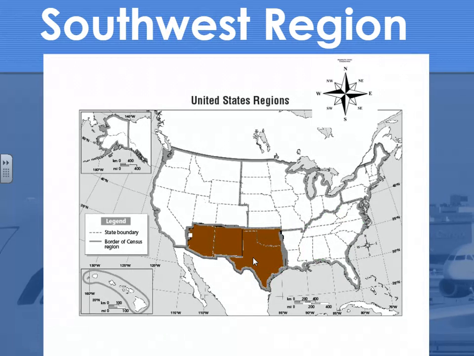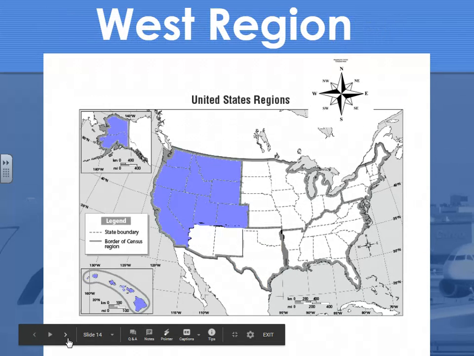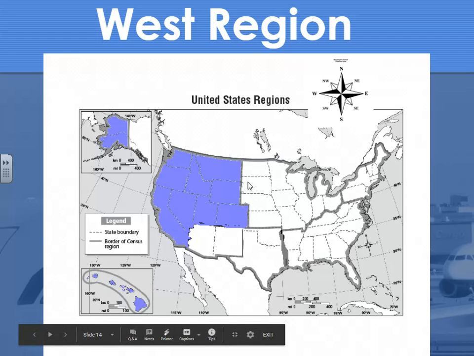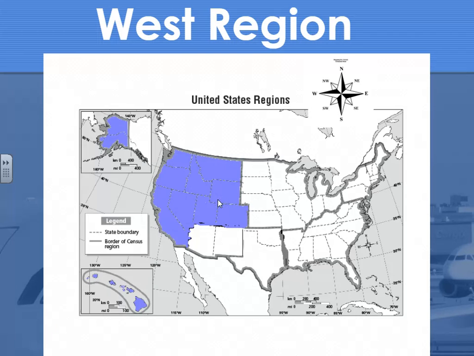This is our smallest in terms of the number of states. The Southwest region only has 4 states that are part of this region. So these 4 states are grouped together because they have some similarities. And then the final region we have is the West. And an important thing about the West region is that it includes Alaska and Hawaii. So that's something important about that West region.